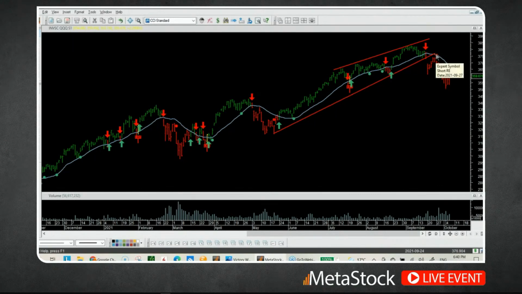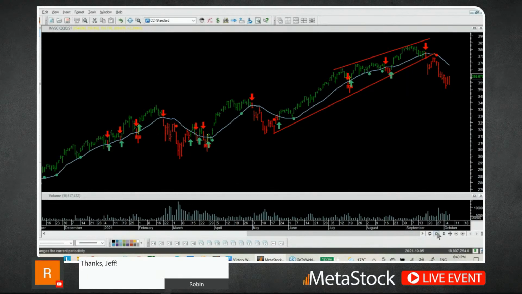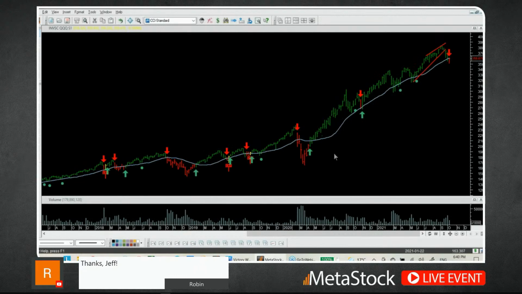If you're not already short, I wouldn't jump in now that it's farther away from the 20. I would wait for it to pull back. If and when that happens and you get another red dot, that's when you want to buy some puts or short the Qs. All right. Again, any time frame, doesn't matter.